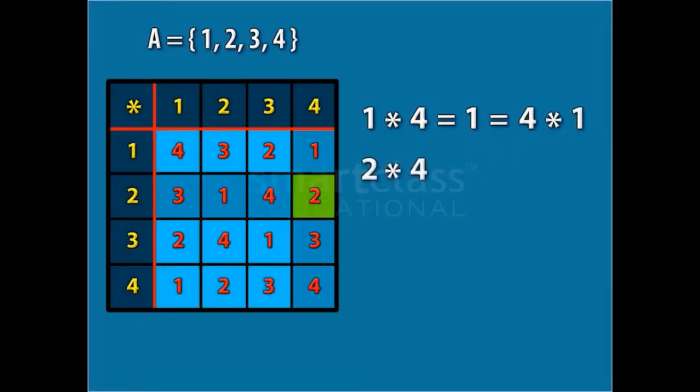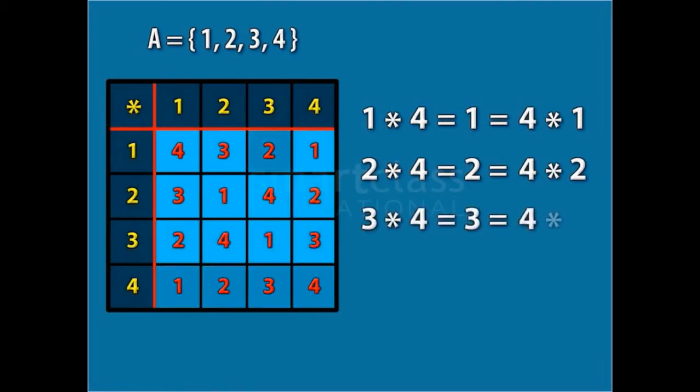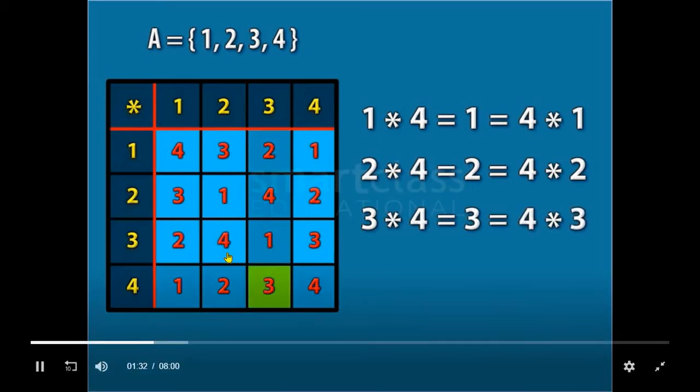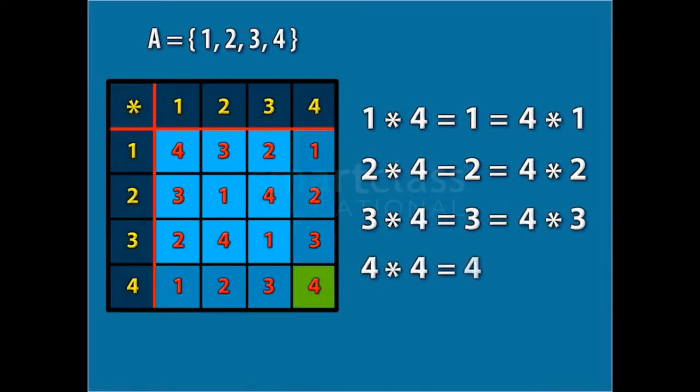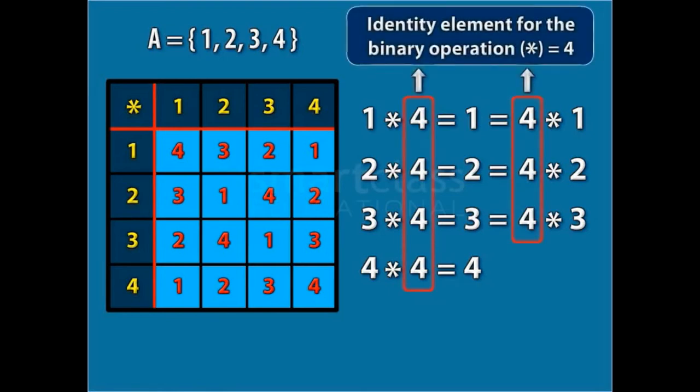Likewise, 2 star 4 is 2, which equals 4 star 2. 3 star 4 is 3, which equals 4 star 3. Similarly, 4 star 4 is 4. So, we can observe that the star operation performed on a number and 4 or vice versa equals the number itself. So, 4 is the identity element for the binary operation star.